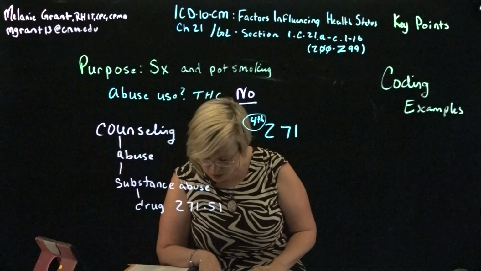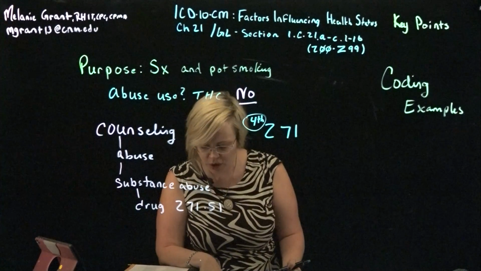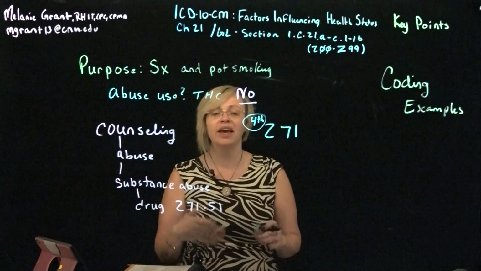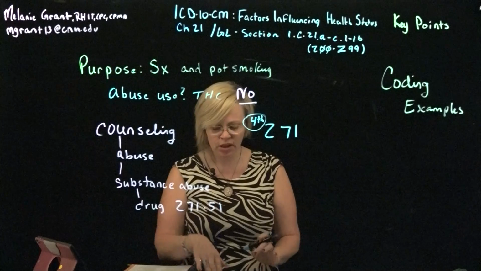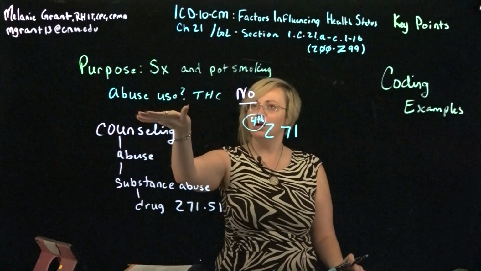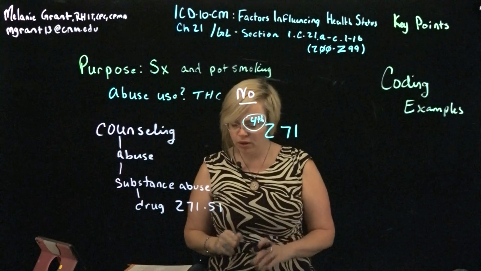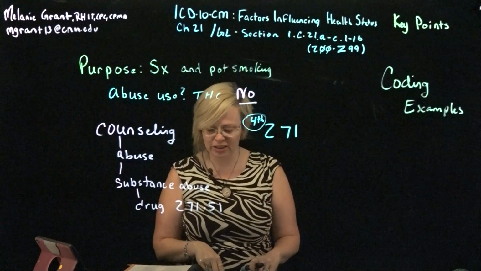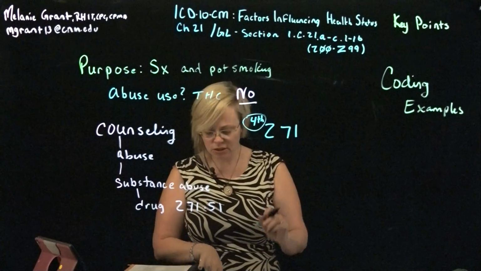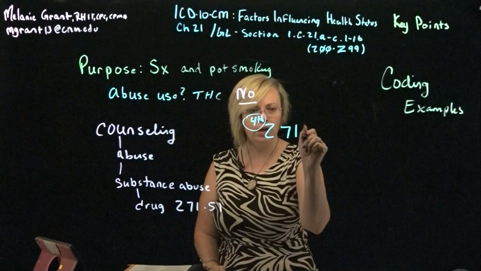Okay, so notice that this has an Excludes2 note for contraceptive or procreation counseling or sex counseling, and it gives us codes for both of those. Looking back at my counseling purpose, I see that this is for symptoms and pot smoking, not for contraceptive or sexual encounters, and so I can continue from Z71 to look at my options from 0 all the way down through 9.